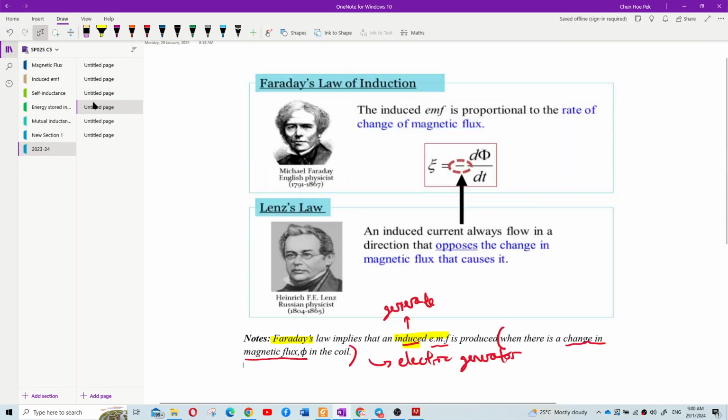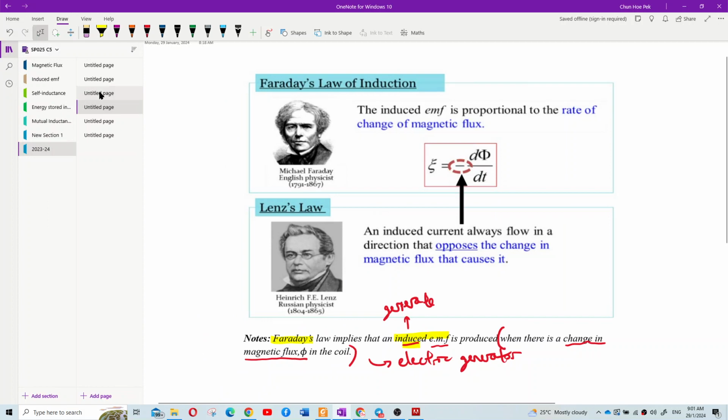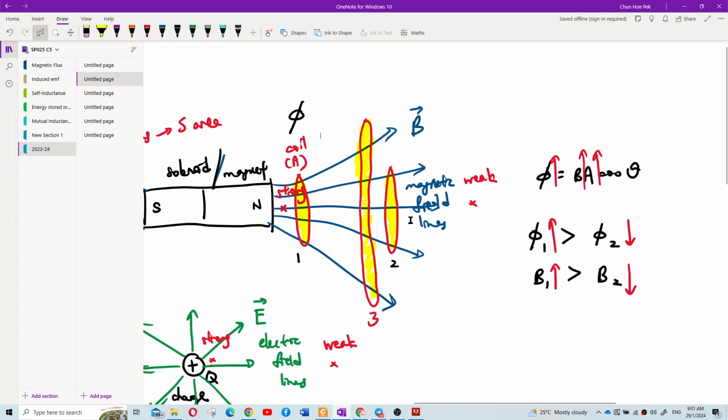So how does Faraday say you generate electricity? You generate electricity when you have a change in this magnetic flux in a coil. Just that simple. When you have a change in the magnetic flux in the coil. That means like this. If you move this coil, careful class, pay attention. If you move this coil from position 1 to position 2, assuming that this coil here and this coil is the same coil, 1 and 2 is the same coil.